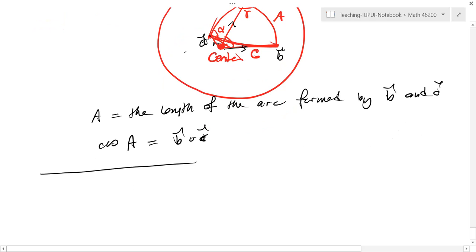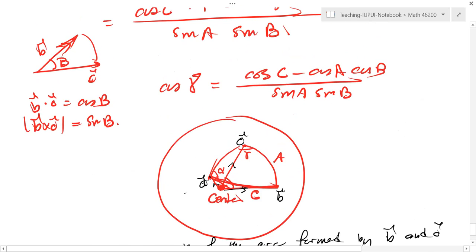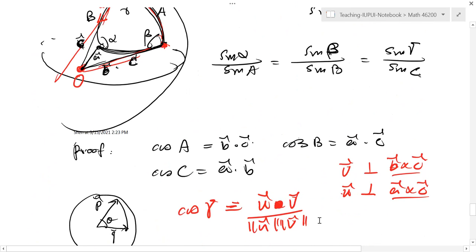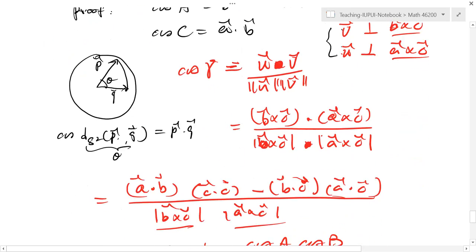So how about the second identity? Second identity, we still go back to the picture, the U and V, okay? We try to find the angle between U and V, but it's hard, right? What we did is use the normal vector of the plane.